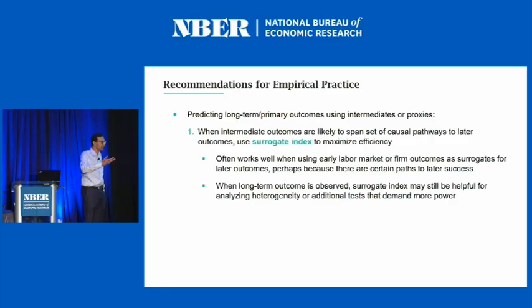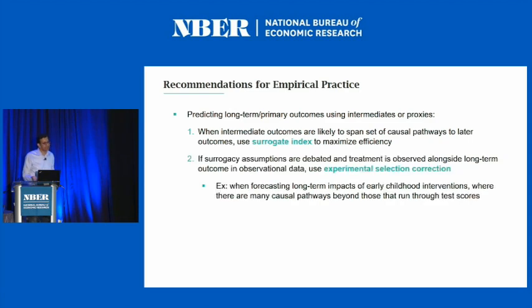Perhaps because the economic model is that there's a job ladder, there's certain pathways that you have to follow to achieve later success. And as I noted earlier, even when you do observe the long-term outcome, you might consider using the surrogate index to maximize efficiency when you're looking at subsamples, when you're looking at other cuts where power may be an issue. If surrogacy assumptions are debated, and you observe treatment alongside the outcome in the observational data, you can use other techniques like the experimental selection correction method that I described.